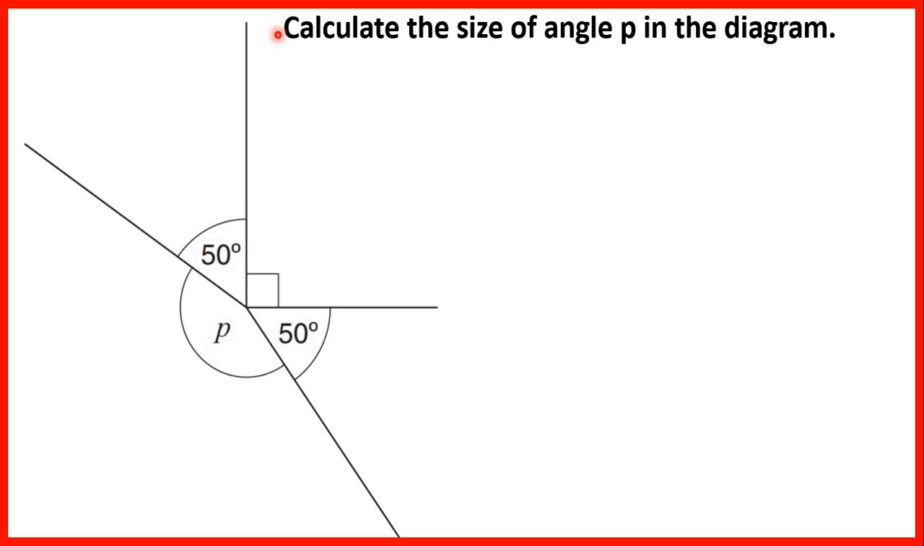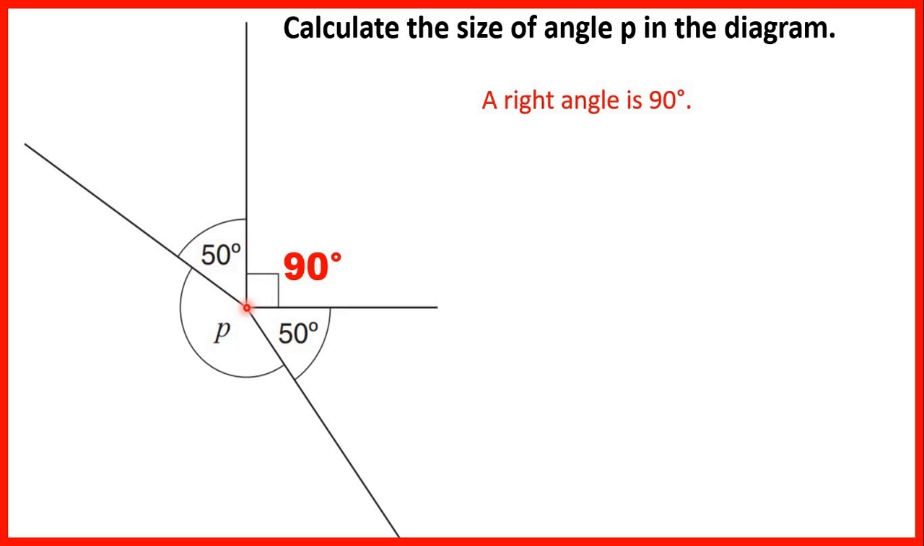Calculate the size of angle P in the diagram. So we need to find this angle here. We can see that we have 2 angles that are 50 degrees, and then we have a right angle here because we have a square marked at the angle. So we need to remember that a right angle is 90 degrees. So we can write 90 on our diagram.